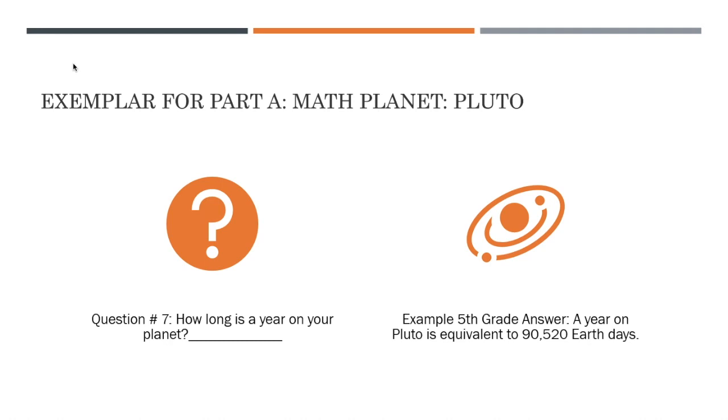Question number 7. How long is a year on your planet? Example 5th grade answer. A year on Pluto is equivalent to 90,520 Earth days.